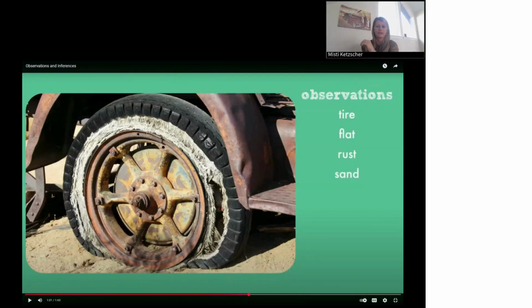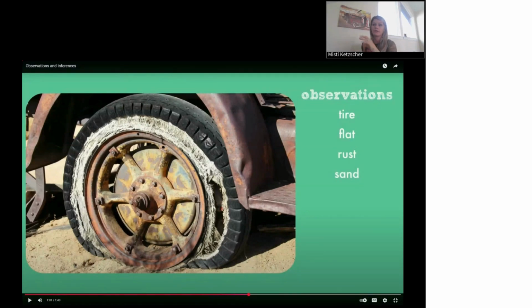Those are observations, okay? But let's take a look at inferences. And this is where we sometimes get confused, because all of us look at this and we all make the observation maybe that this is an old truck or old vehicle, right? Well, that's not really an observation. That's an inference, right? Because I can't prove that this is old.